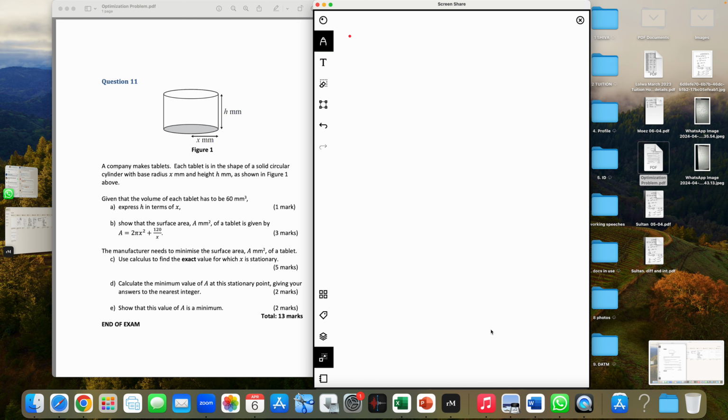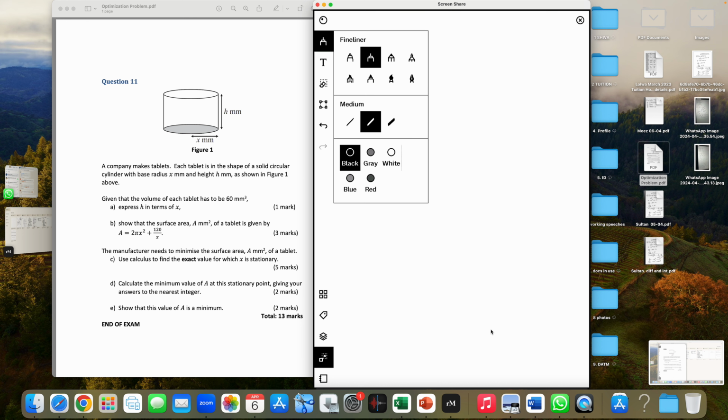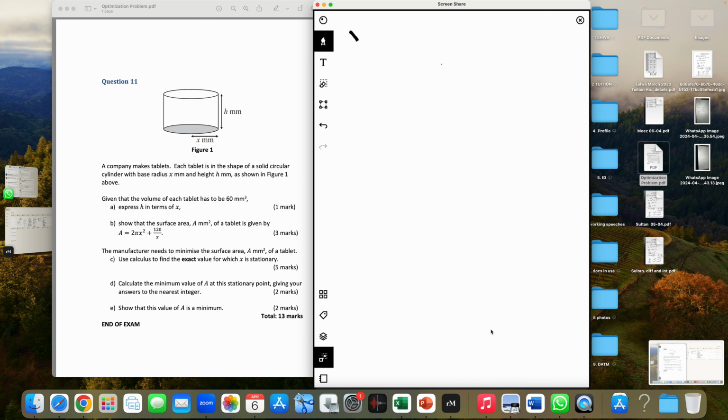Okay, now what is volume? Volume is pi r squared h. Volume of the cylinder is pi r squared h. Here r is x, h is h. So volume is pi x squared h. But volume is 60. So what is h? 60 over pi x squared. Part A we finished.